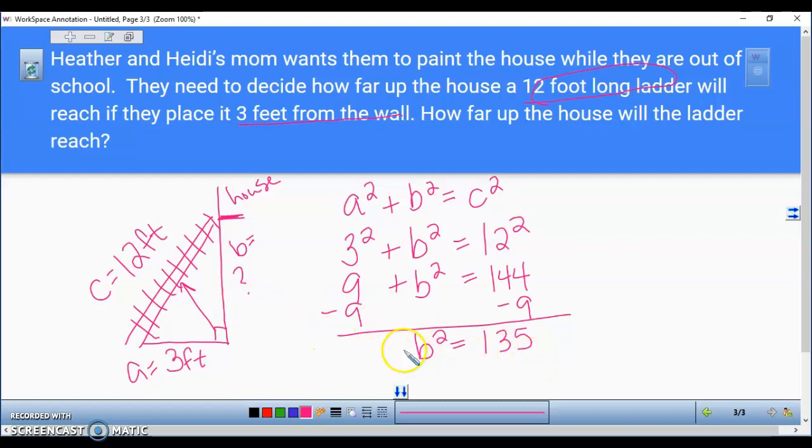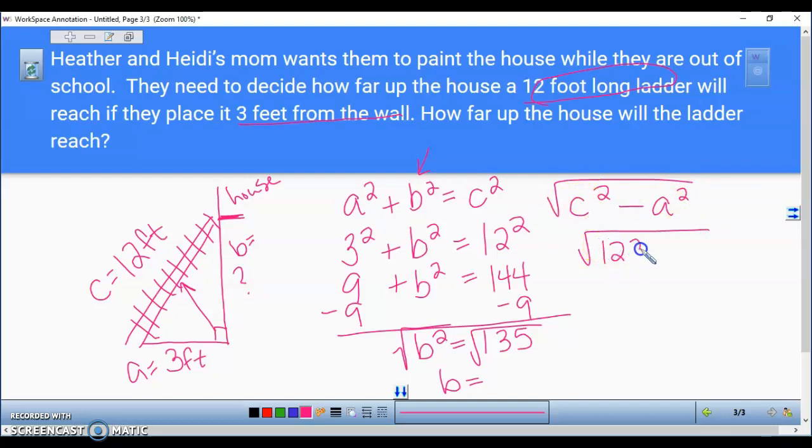So now to solve for B, I will take the square root of both sides. Now remember how on the first one there was a shortcut? On this one there is a shortcut. Since I'm finding a leg, my shortcut is to take your C squared value and subtract your A squared underneath the square root. So here I could do the square root of 12 squared minus 3 squared.